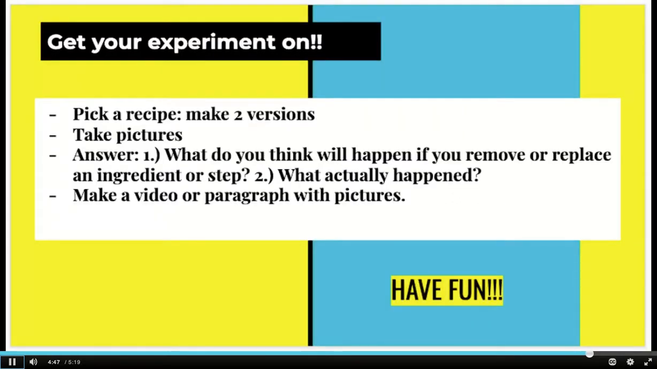So now it's time for you to get your experiment on. Now that you have all the information you need, you are ready to pick your recipe and begin your experiment. Don't forget to take pictures of both outcomes and answer these questions. What do you think will happen if you remove or replace an ingredient or step? And what actually happened? Once you're done experimenting, upload a video talking about what you did and noticed, or upload your pictures and write about what happened.